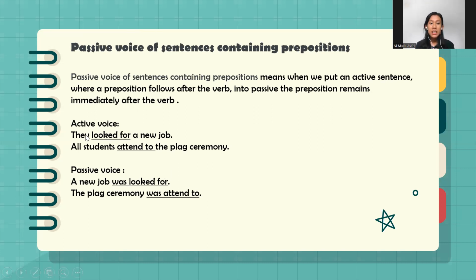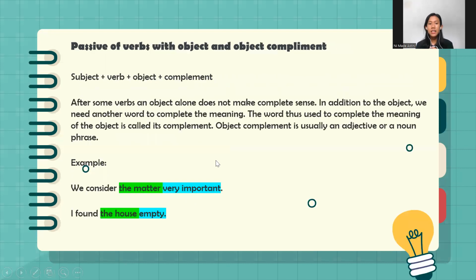For example, they looked for a new job. If you want to change it into a passive voice, it becomes "A new job was looked for." So there is a preposition "for" here. Number 2, all students attend to the flag ceremony. So the flag ceremony was attended to. "To" here is a preposition.